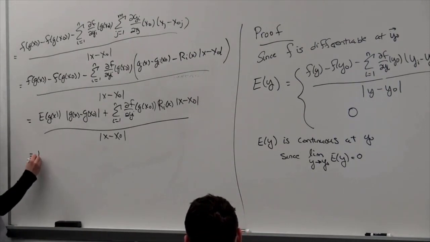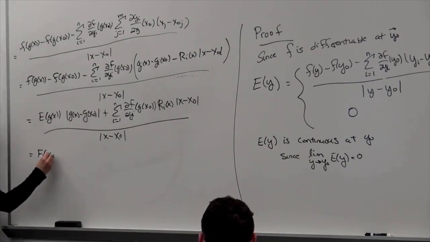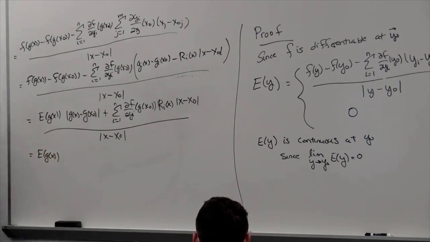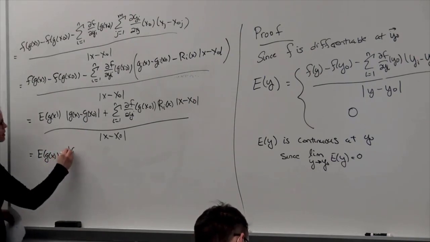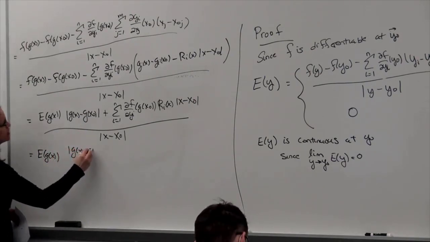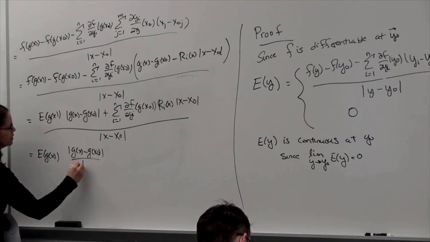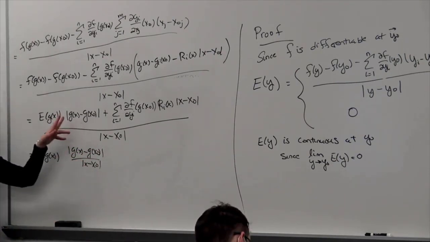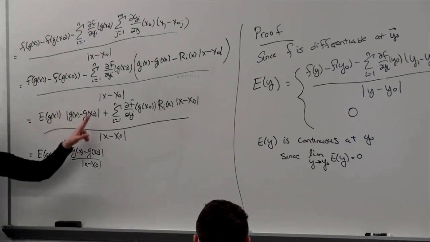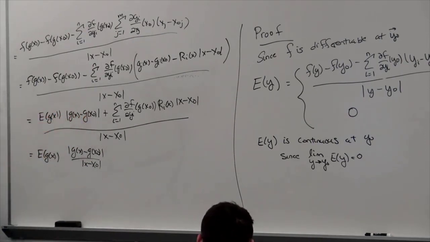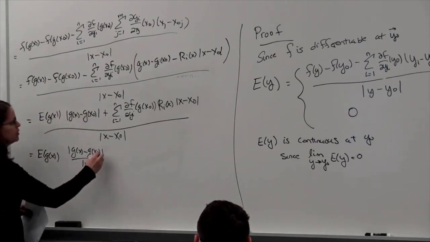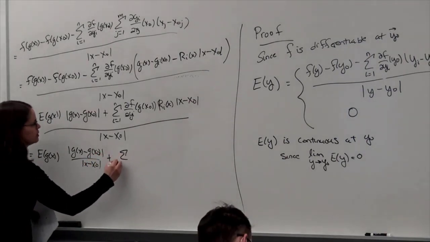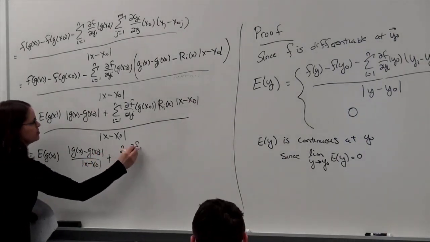So let me just break this up into the pieces that I want to handle individually. This guy I like. G of x minus g of x naught over x minus x naught, right? And keeping in mind, g is vector valued, right? So this is a length of a vector. It's not just an absolute value. Okay, and then plus all of this.